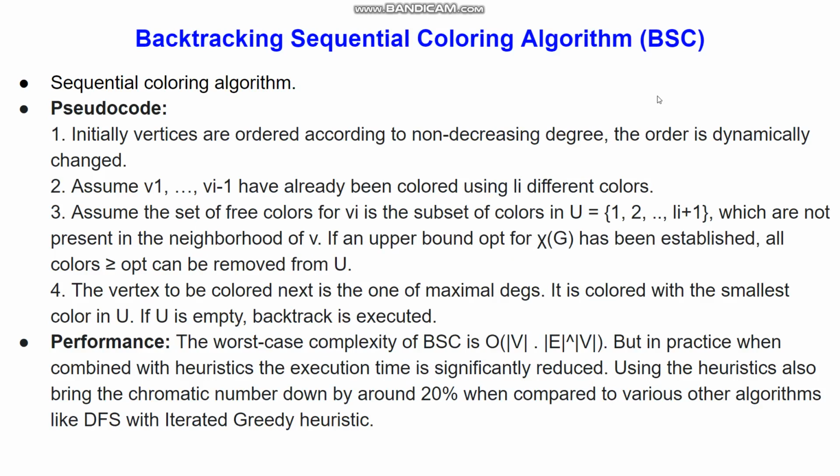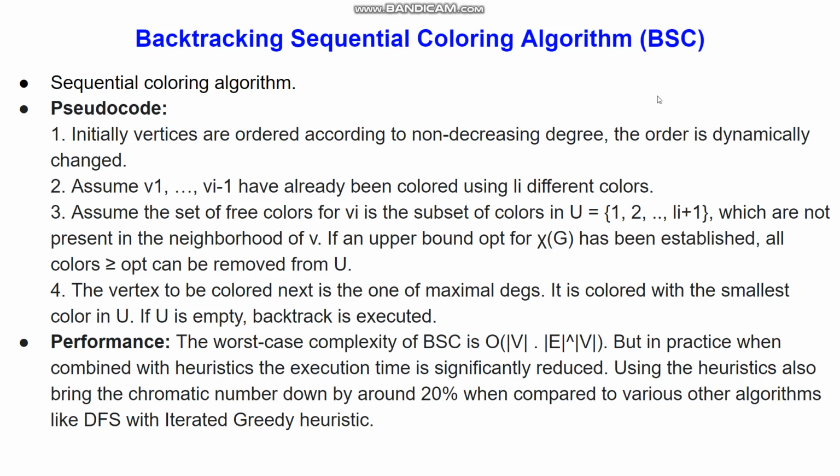Okay, so now we will talk about the backtracking sequential coloring algorithm known as BSC. It is a sequential coloring algorithm as per the name, and it is quite a simple and very logical algorithm. What we are trying to do here is arrange the vertices in some order, here according to non-decreasing degrees. There are other variations where the ordering is done in non-increasing degree or according to the number of colored or uncolored neighbors. Also, the ordering might be static or dynamic as per the algorithm. Once we do the ordering, it can be static, or we can change it every time we run the algorithm.